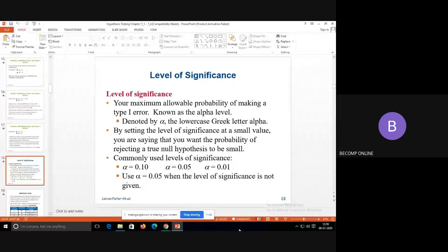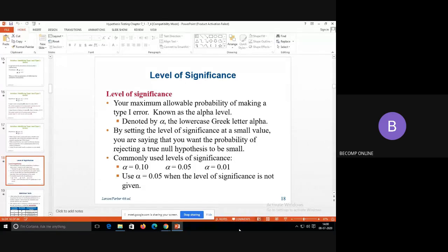Then we have seen the level of significance. What is meant by level of significance? It is the maximum probability of making a type 1 error, the probability value with which we are able to commit a type 1 error. This is referred to as alpha. There are three standard values for it: alpha equal to 1%, 5%, and 10%. 1% means 1 divided by 100, which gives 0.01. 5% is 5 divided by 100, which gives 0.05. And 10 divided by 100 gives 0.10.